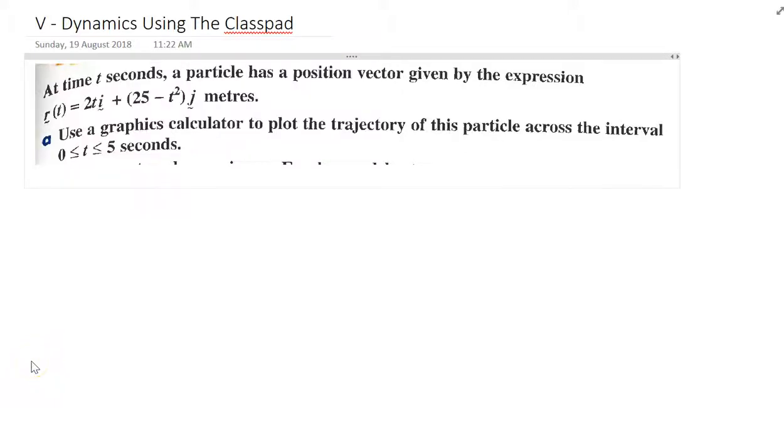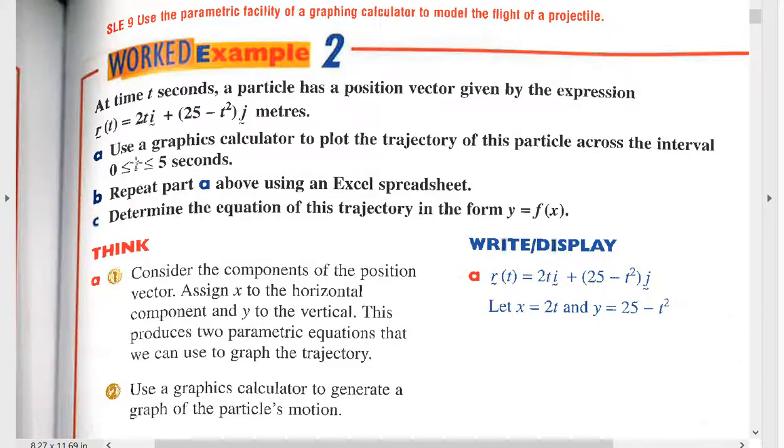All right, so we're still doing some dynamics with vectors here. This time we're just going to use our graphics calculator to do what we want to do. So at time t seconds, a particle has a position vector given by the expression, and here's our expression here for our position vector. Use a graphics calculator to plot the trajectory of this particle across the interval 0 to 5 seconds. All right, so graphics calculator, let's jump in and use our graphics calculator.